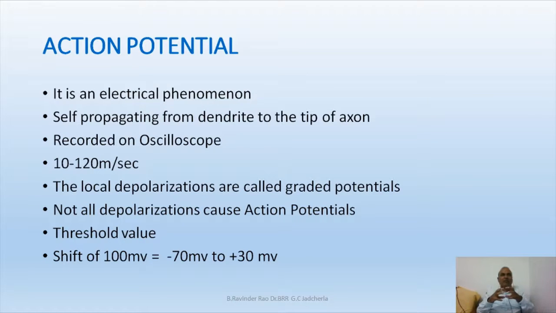Thirty plus 70 together will become 100 millivolts. So one action potential needs 100 millivolts, because minus 70 has to become 0, and from 0 it has to grow to 30. So minus 70 to 30. Minus 70, minus 60, minus 50, minus 40, minus 30, minus 20, minus 10, 0. 70 millivolts is needed to make 0, and after that 10, 20, 30. So 70 millivolts plus 30, 100 millivolts of potential difference is needed.